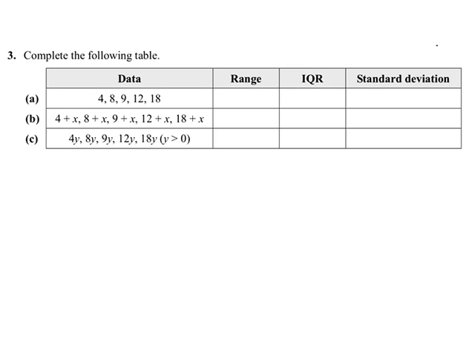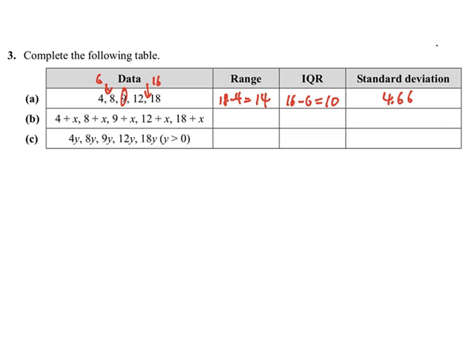Now try to do question 3. Okay, let's check it. For number 3a, the range is 18 minus 4, so it is 14. For the interquartile range, the median is here, so it is 16, because we add them and divide by 2. And this one, 4 plus 8 divided by 2, so 6. So the interquartile range is 16 minus 6, which is 10. For SD, you need to input the data, and then we can get 4.66.